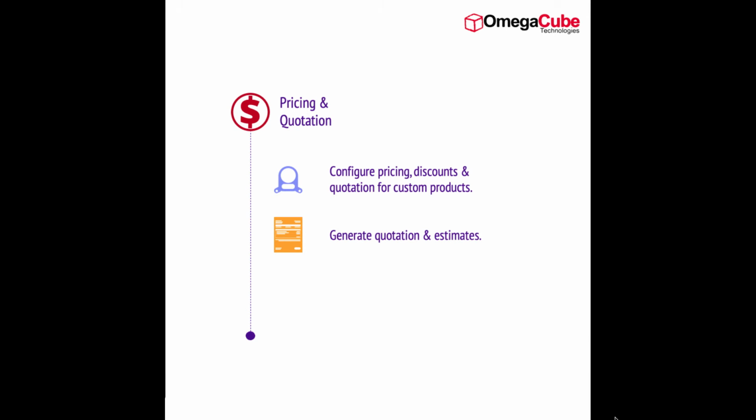You can configure sales pricing, discounting, and quotation workflows for custom products. You can generate quotation documents and detailed estimates based on pricing options and configured product requirements. System computed prices and discounts can be overridden with the configured rules.